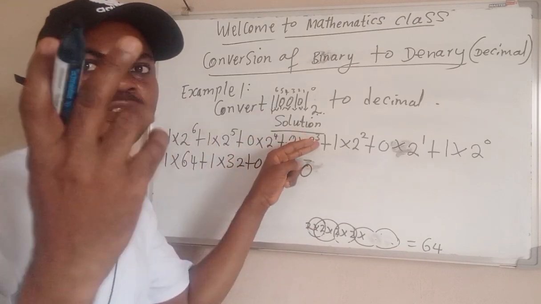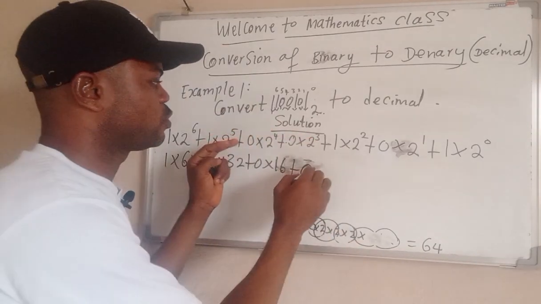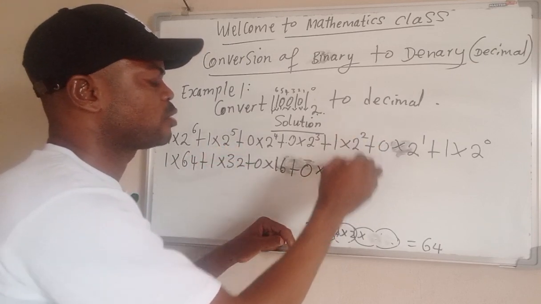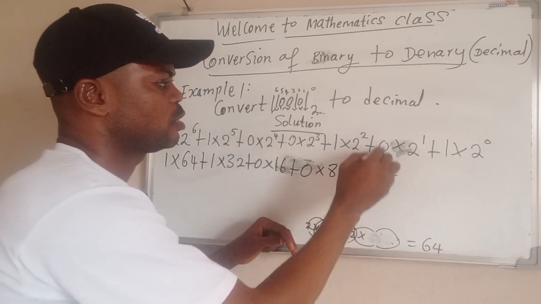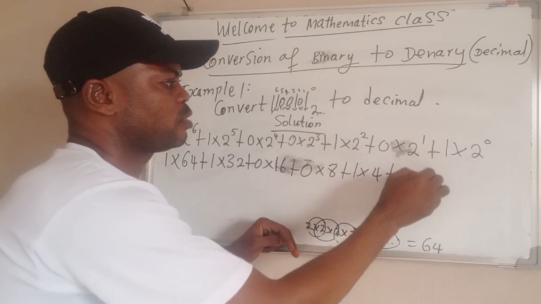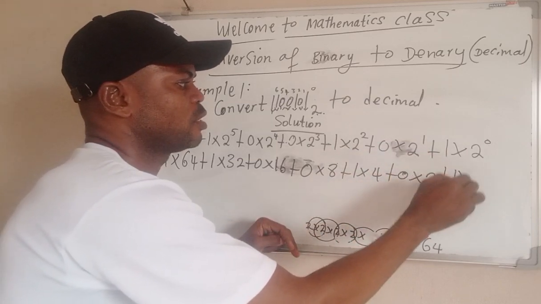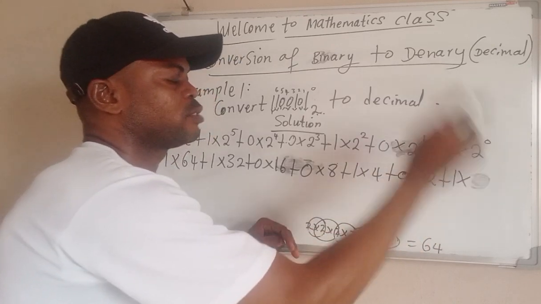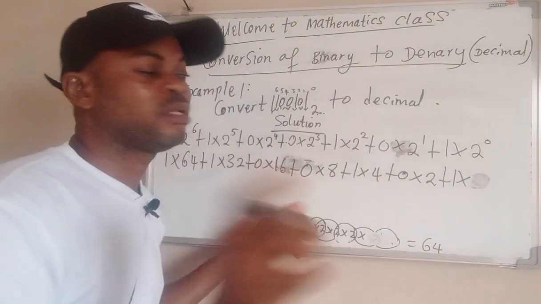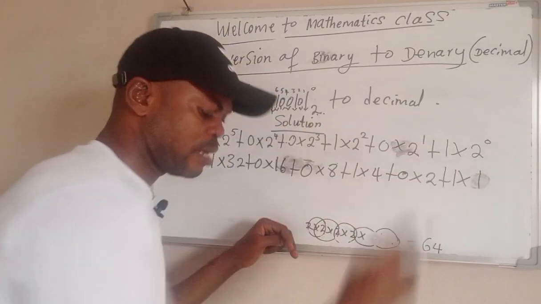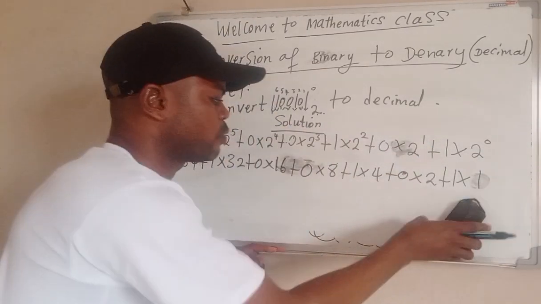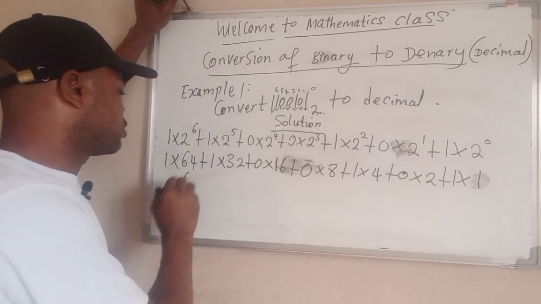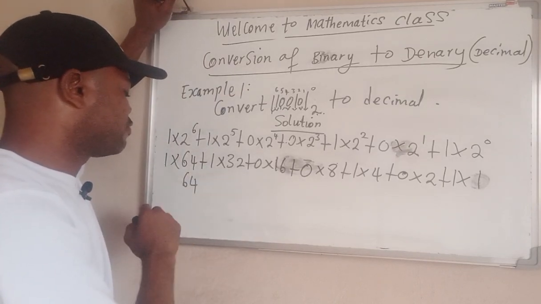2 raised to the power 3 means 2 times 2 times 2, which gives you 8. Plus 1 times 2 raised to the power 2 gives you 4. Plus 0 times 2 raised to the power 1 is 2. Plus 1 times 2 raised to the power 0. Like I said before, anything raised to the power 0 is 1. Even if it's 1 billion, 1 million, it is 1. So 2 raised to the power 0 is 1. So we proceed. 1 times 64 is 64, because anything times 1 is that value.